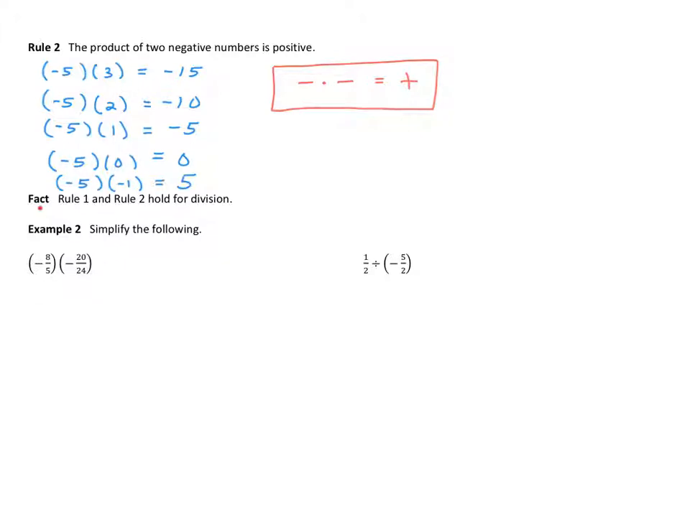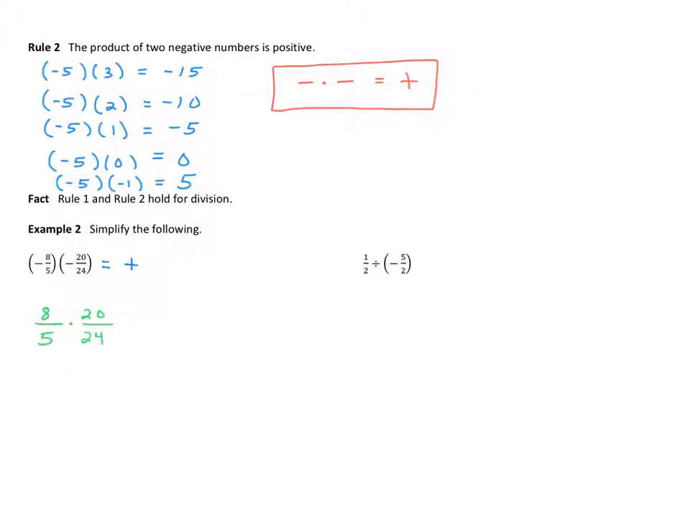I'll first point out that both Rule 1 and Rule 2 hold for division as well as multiplication. Let's look at this example first, where we're multiplying two fractions together. Since it is a negative times a negative, you can write this as a note. It's not necessary, but I know the answer is going to be a positive value. And again, all I'm doing then is ignoring the negatives at this point, and I'm just taking 8/5 and multiplying it to 20/24.